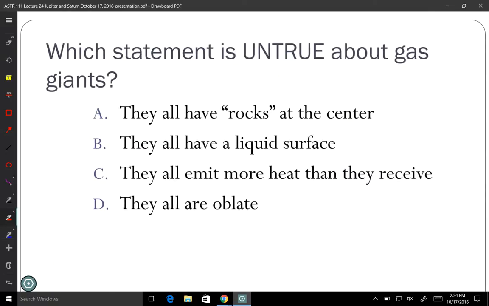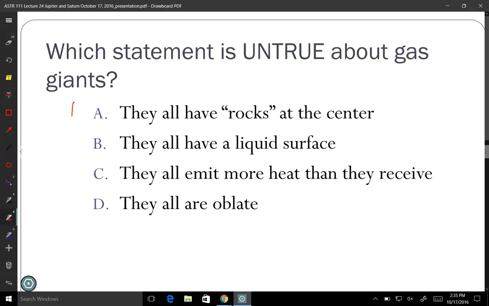It's coming up. Let's go ahead and do this clicker question and stay in sequence. Which statement is untrue? So all but one of these are correct. Which one is incorrect of these statements? These are untrue. Okay, sorry. Are we good to go? Now we're good to go. Okay.